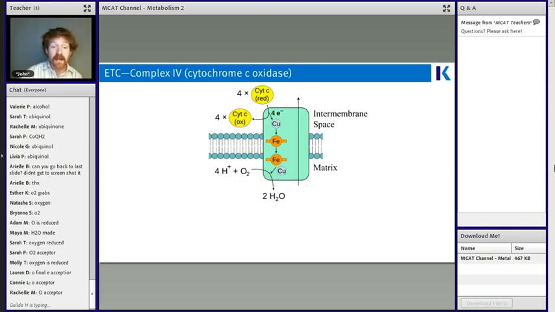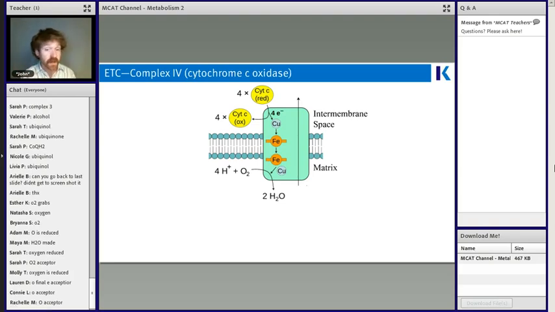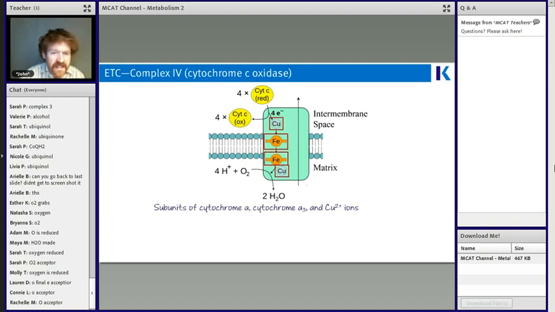Cool. All right, so last step. Notice what we're doing now is taking the cytochrome that we made in complex 3. That cytochrome is going to once again transfer its electrons. So it's basically the same thing. All we're doing is passing electrons down the chain, right?